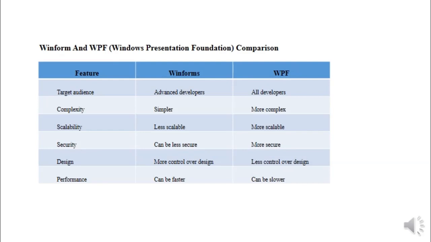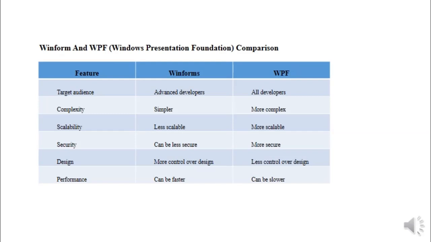Newer frameworks like WPF are generally considered more secure, benefiting from a more modern architecture and better integration with security measures, making it preferred for applications with high security requirements. Design: WinForms provides more control over design elements, making it suitable for developers who want precise control over the visual aspects of their application. WPF offers less control over design elements and follows a more declarative approach, making it easier to create visually appealing applications, but with a standardized look and feel.